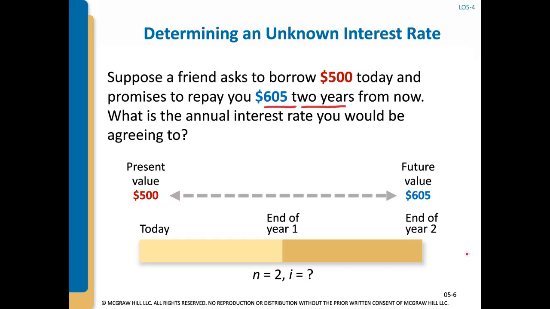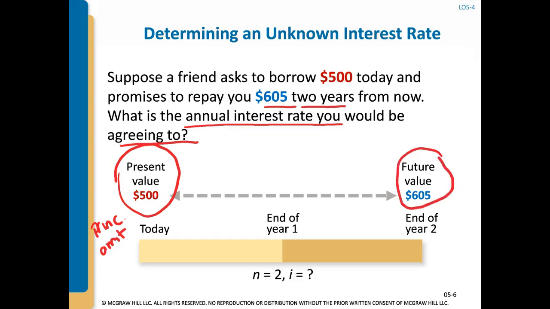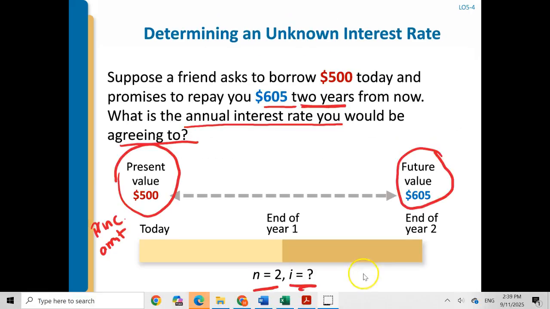So then you say, okay, what's the annual interest rate you would be agreeing to? Well, what do I know? I know my present value. That's what I have today, right? Which could be thought of as your principal amount, or your capital I, if you will. And I know my future value is $605, and I know it's for 2 years, so my number of periods is N equals 2, but I do not know what my interest rate is.